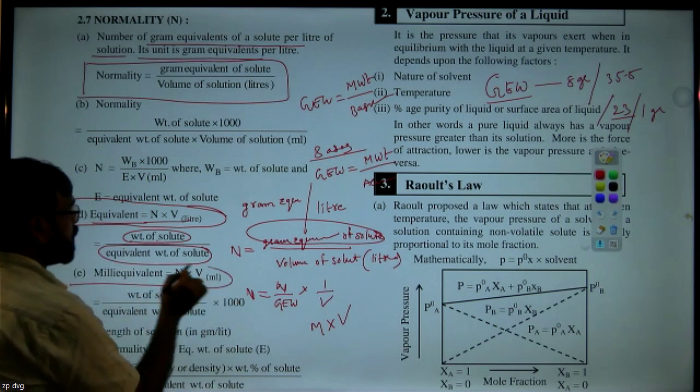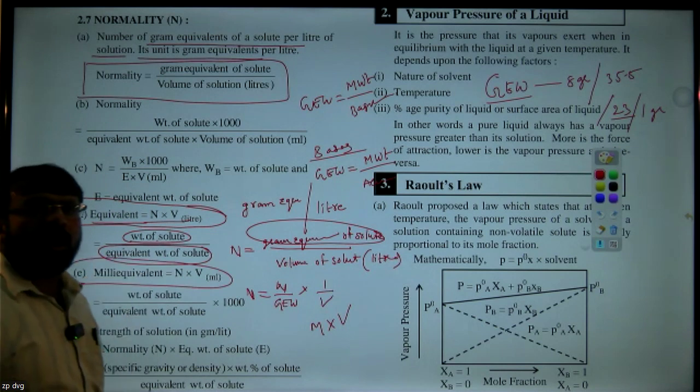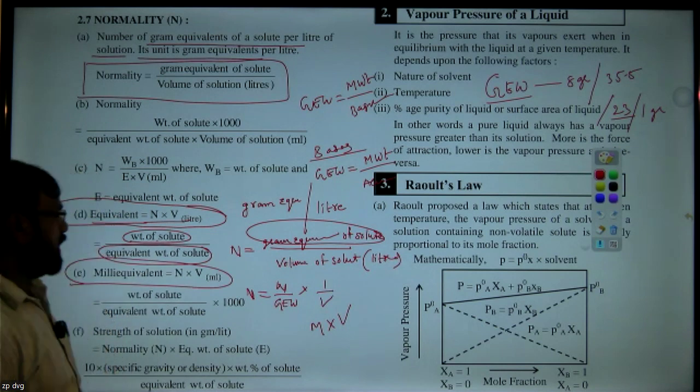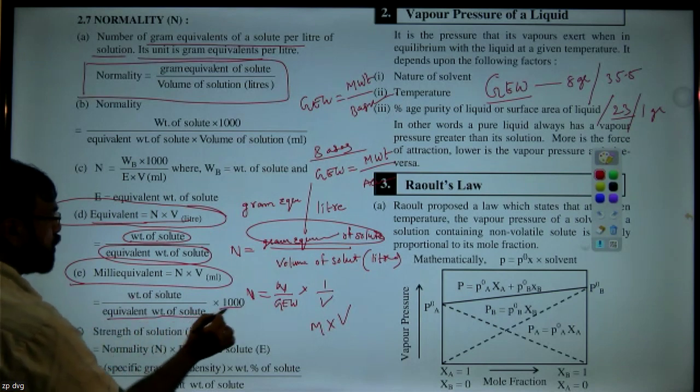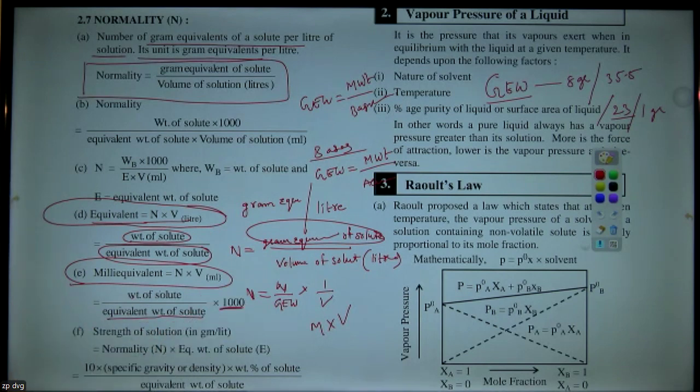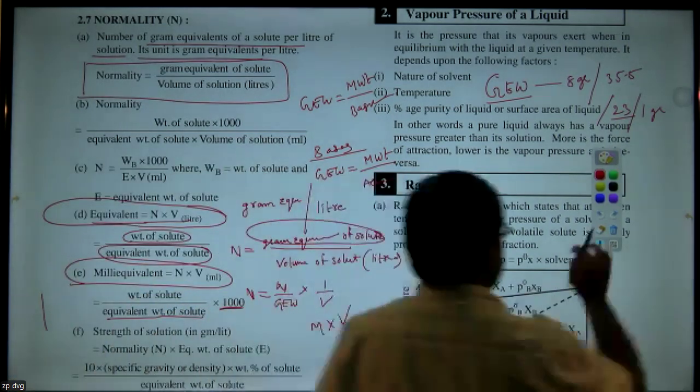Here, milli equivalents, if you want to get, normality into volume in milliliters we have to use. Milli equivalents also equal weight of the solute by equivalent weight of the solute into 1000. Different types of formulas we have to get. So this is one more important formula.